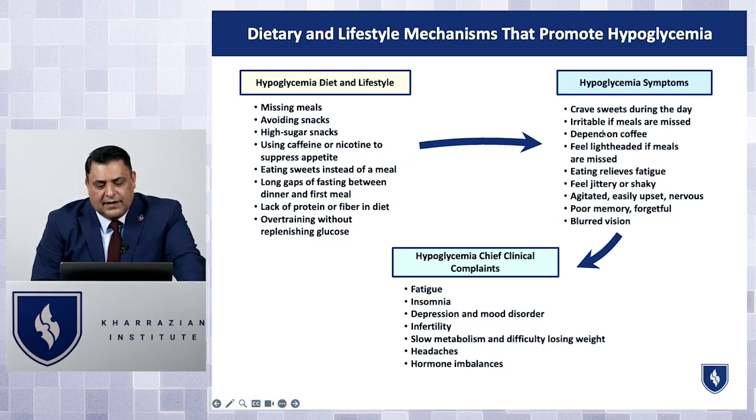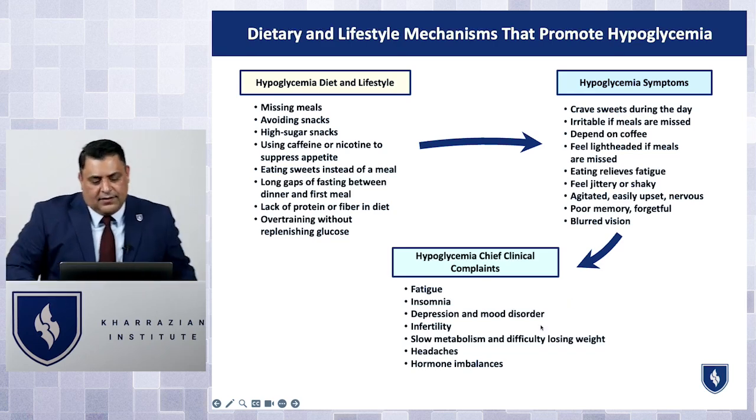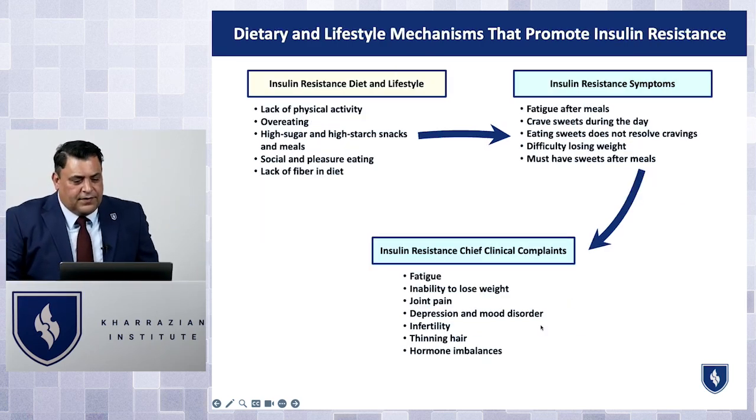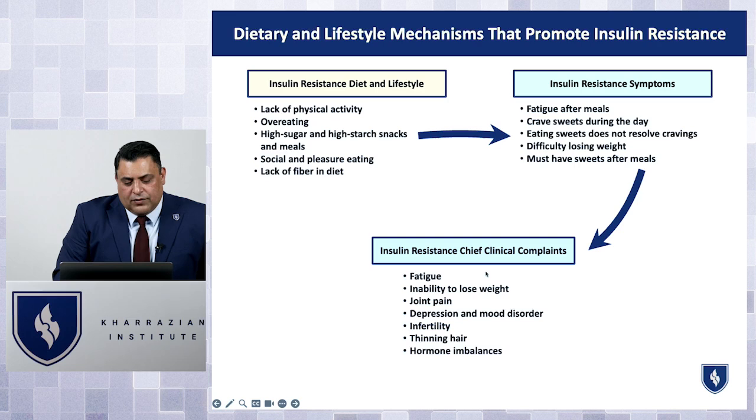A typical hypoglycemic lifestyle is basically missing meals and eating high sugary foods. They crave sweets, they get lightheaded if meals are missed, and they have all types of fatigue, insomnia, depression, and mood disorder symptoms. People with insulin resistance have a lack of physical activity, they overeat, they have high sugar, high carb diets without enough fiber, they get really tired after they eat, they crave sugar after they eat, and they get depression, mood disorders, hormone imbalances, and fatigue.